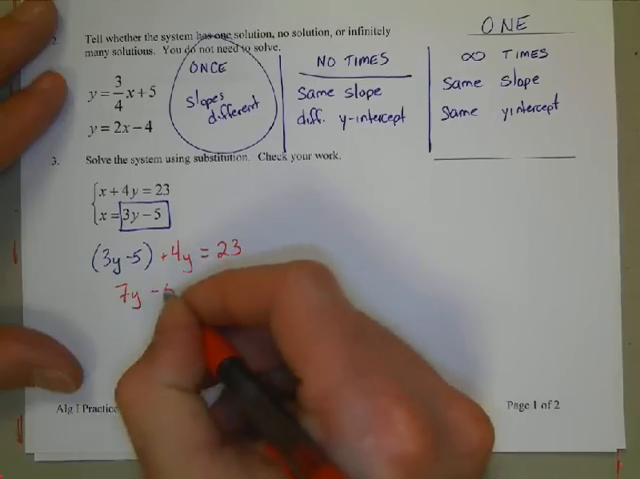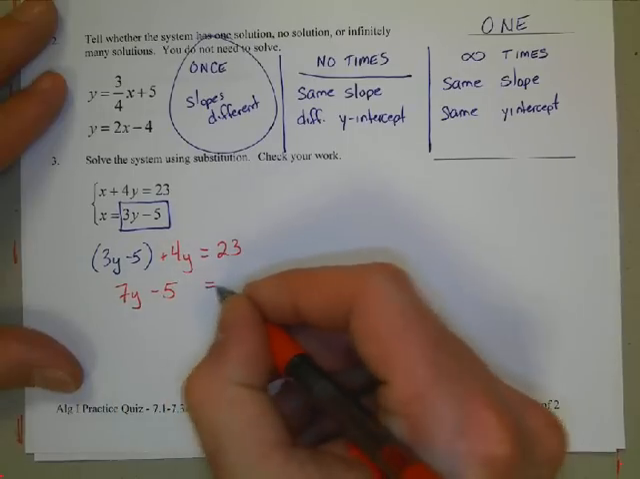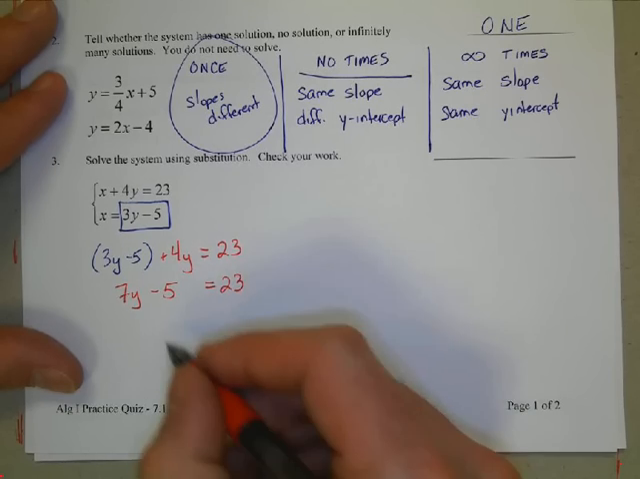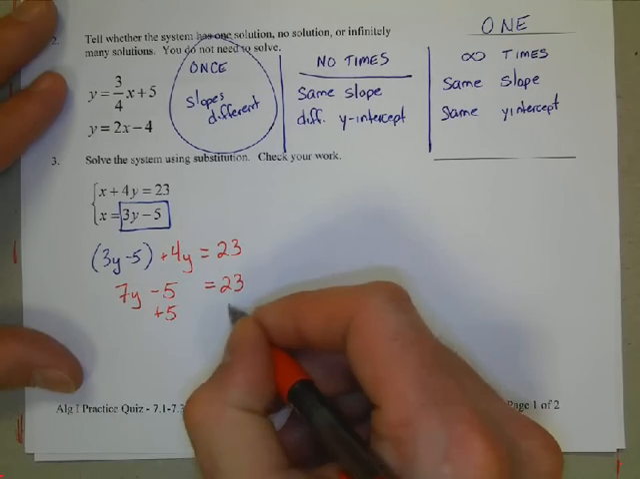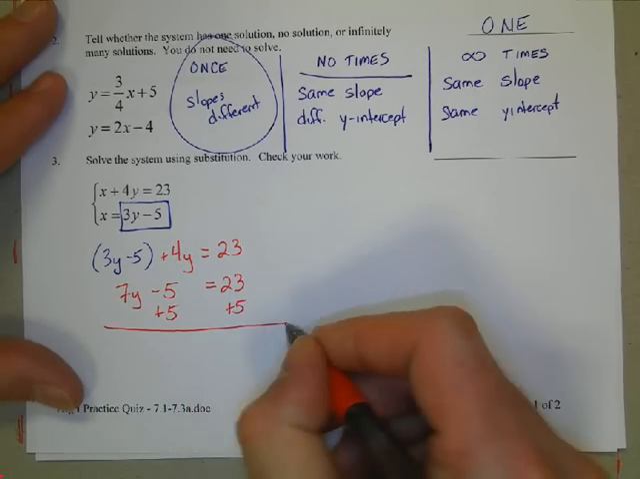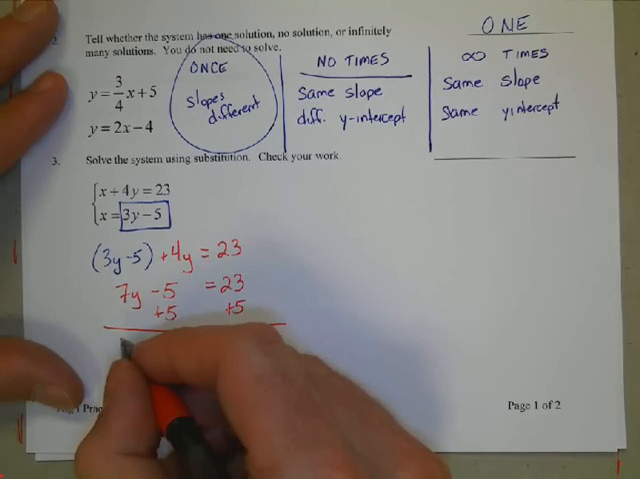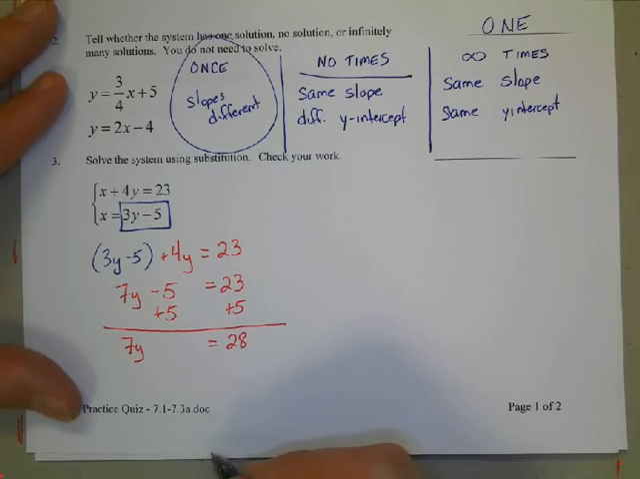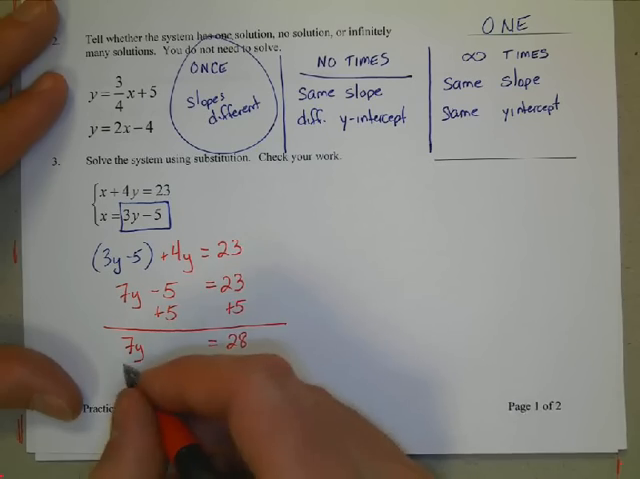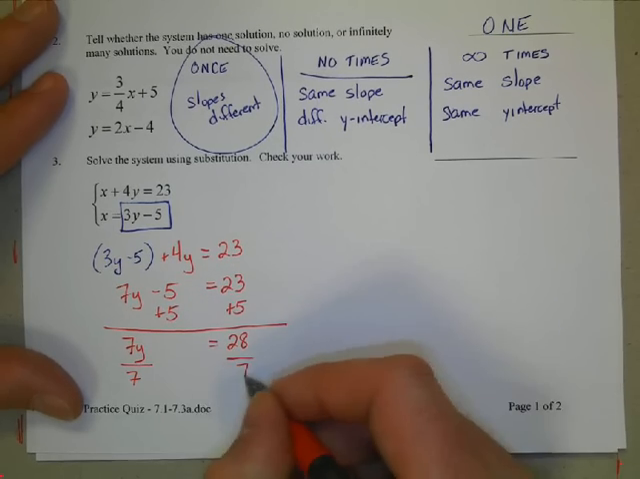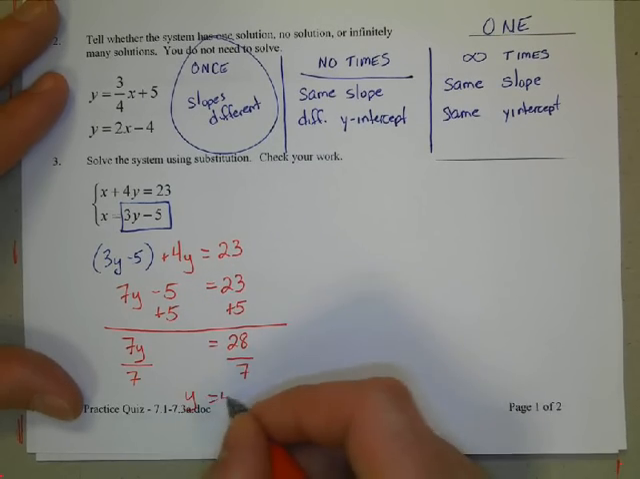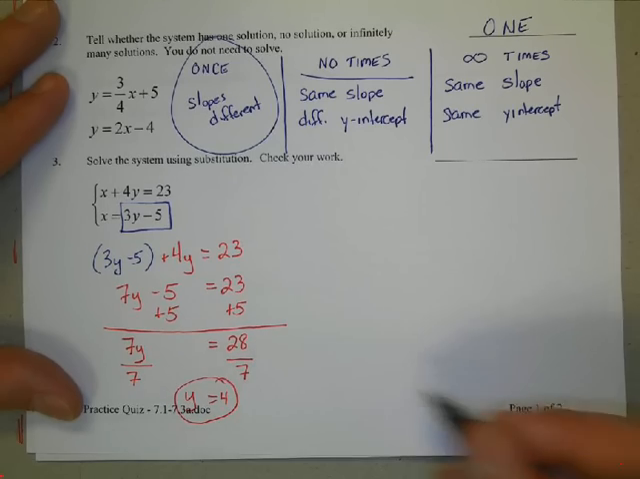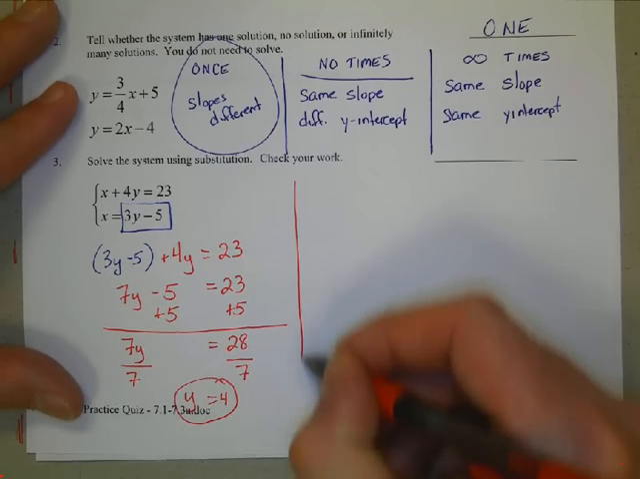We add 5 to both sides, giving us 7y equals 28. To solve this problem, we divide both sides by 7, giving us an answer of y equals 4. This is half of the problem. We're now going to have to try to solve for x. I'm going to use equation 1.